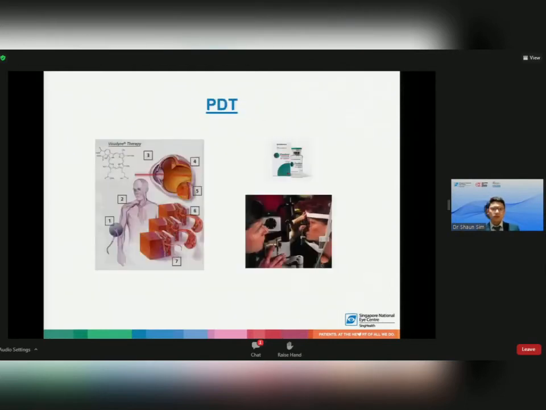So I'd like to touch also on the other treatment option available, and that is PDT, which is photodynamic therapy. This was actually useful in the past as a single method of treatment. However, now it is more so done in combination with injections, and the aim of this is to stabilize or reduce the visual loss.